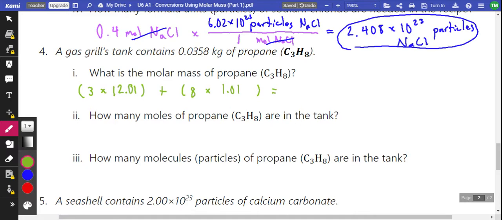So if we add this all up, 3 times 12.01 is 36.03. 8 times 1.01 is 8.08. So take 36.03 plus 8.08. We get 44.11 grams per mole.